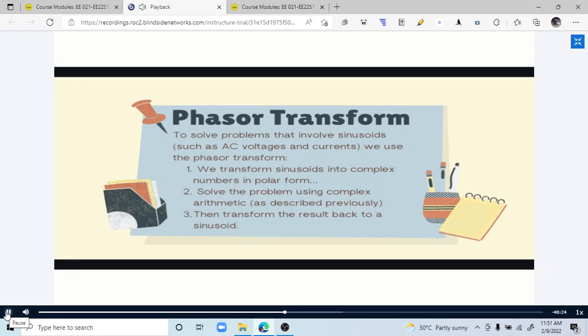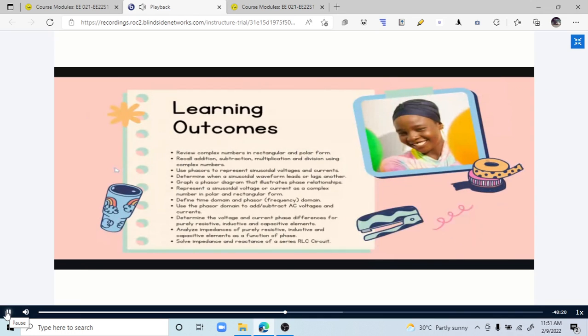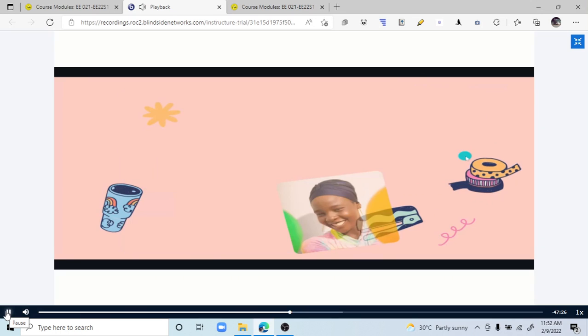So for today's intended learning outcomes: review complex numbers in rectangular and polar form; recall addition, subtraction, multiplication, and division using complex numbers, which is already done a while ago; use phasors to represent sinusoidal voltages and currents; determine a phasor diagram that illustrates phase relationships; represent a sinusoidal voltage or current as a complex number in polar and rectangular form; define time domain and phasor or frequency domain; use the phasor domain to add or subtract AC voltages and currents; determine the voltage and current phase difference for purely resistive, inductive, and capacitive elements; then analyze impedances of purely resistive, inductive, and capacitive elements as a function of phase, and solve impedance and reactance of a series RLC circuit. Okay?